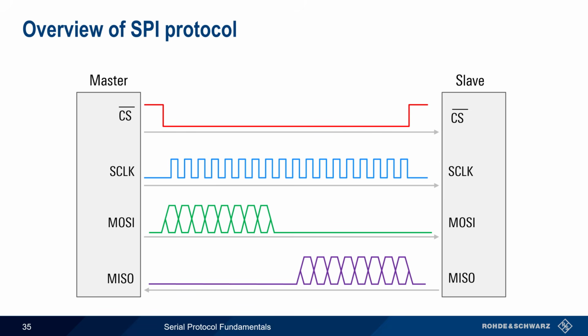Next, we'll discuss each of these steps and lines in more detail, and explain both various configuration parameters, as well as how a master can communicate with multiple slaves.